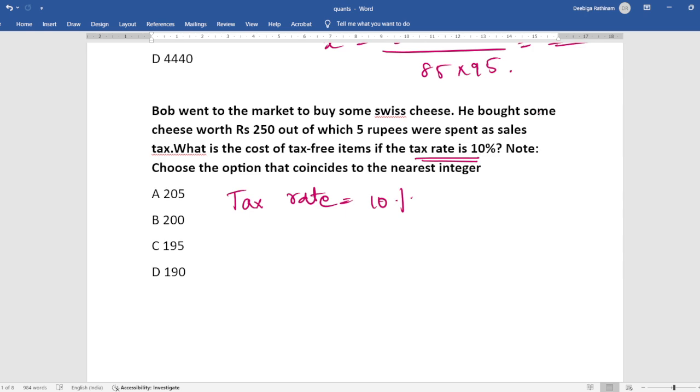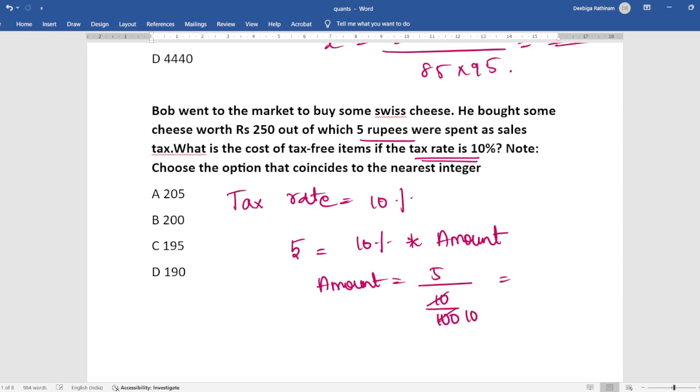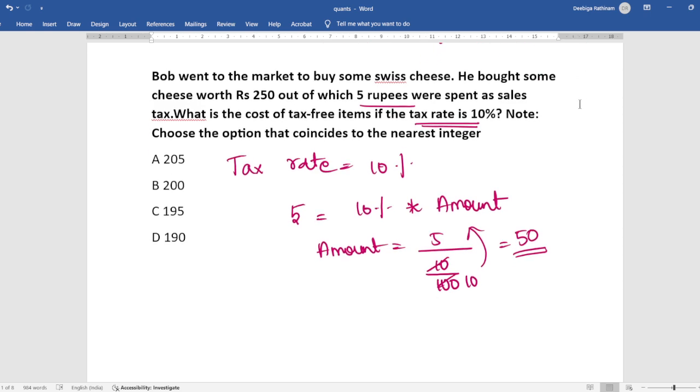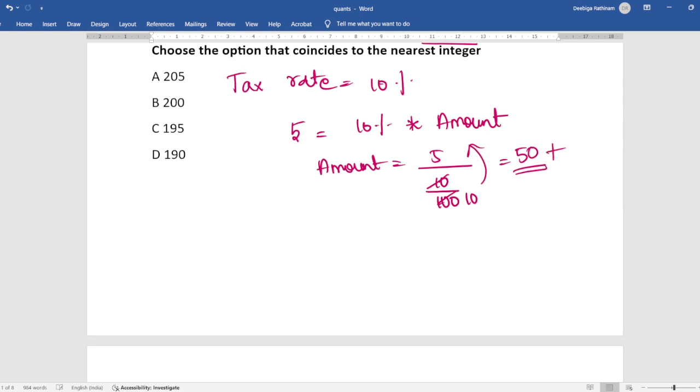So sales tax is actually this much tax rate of the taxable amount. They've given the sales tax as 5 rupees. This 5 rupees is actually 10% of the taxable amount. So the amount equals 5 divided by 10 by 100. 10 tens are 100, so ultimately we get 50. This is the taxable amount, the amount on which you can apply the tax. After applying the tax, this amount totals to 55.